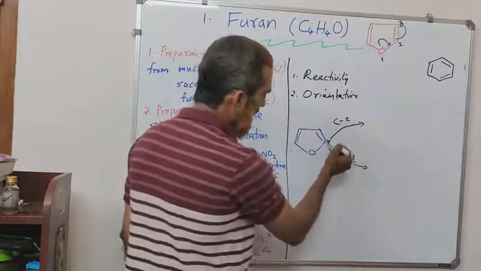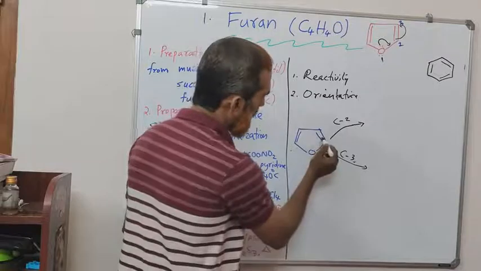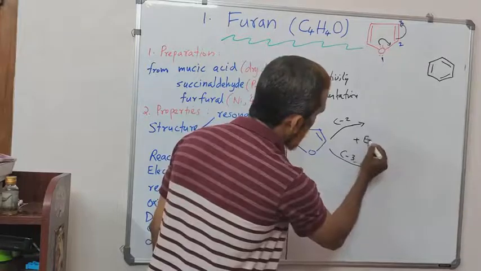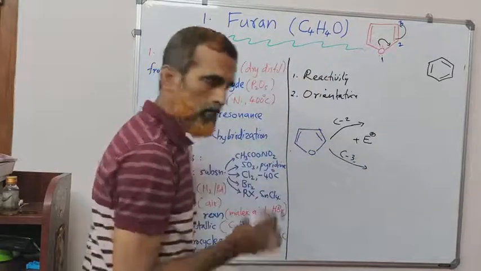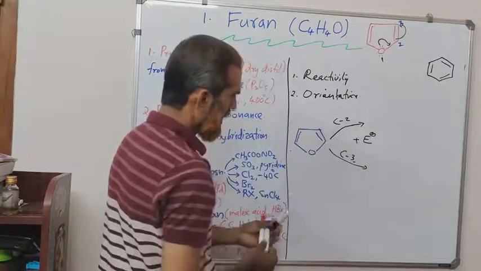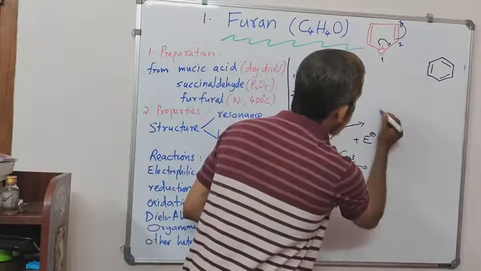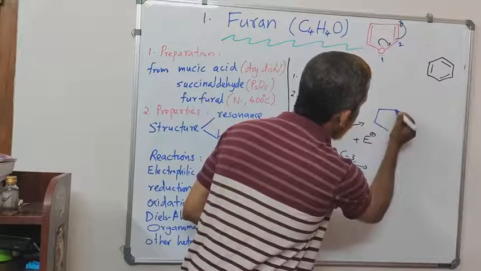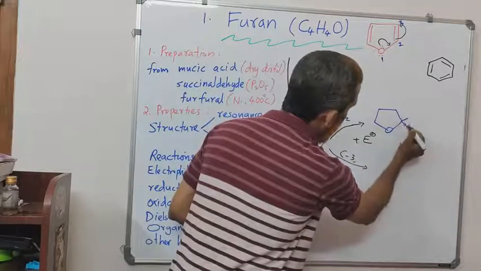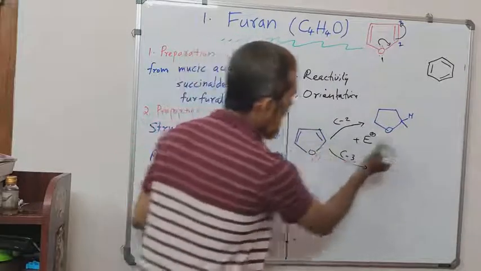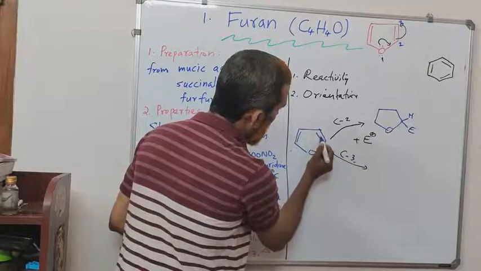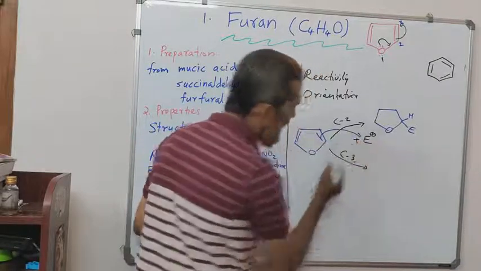Let's check. If attack is here, position 2, what happens? Electrophile is attacking here. So plus electrophile, let us show E plus, for example. So it is attacking here. So what do you get? You get it like this. The first structure will be when it is attacking position 2. There is one hydrogen here, so that hydrogen is to be replaced later. And electrophile is attaching here actually. What happens is this electron is used for bonding with electrophile.